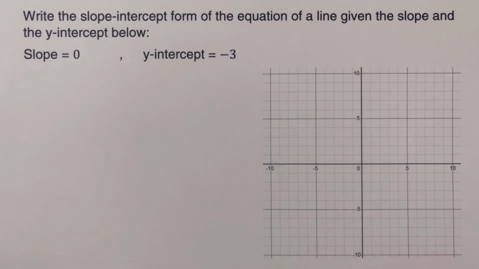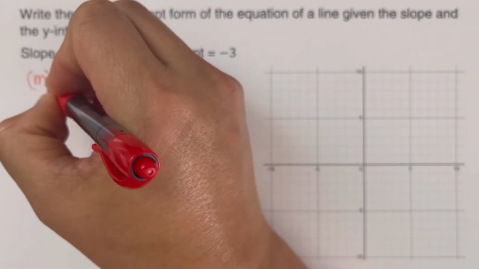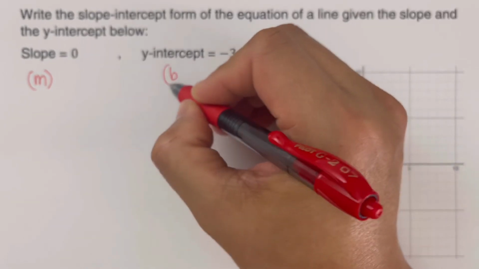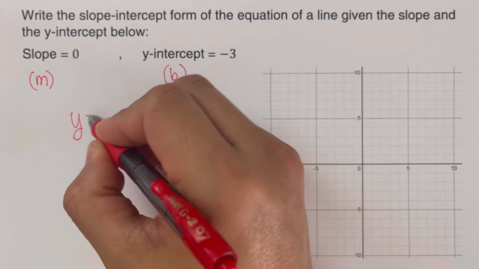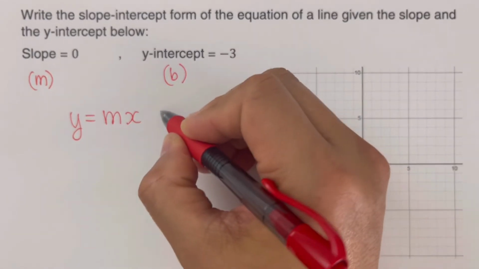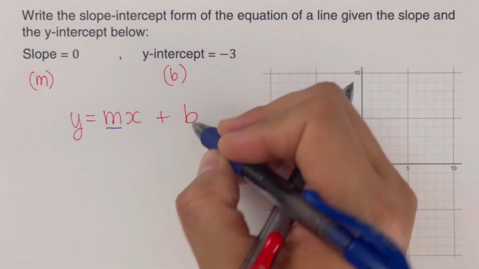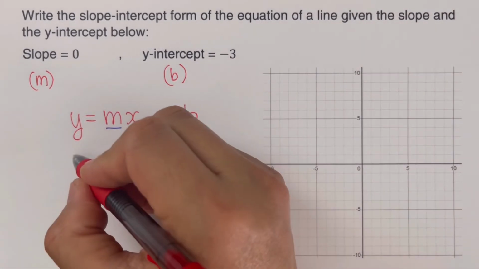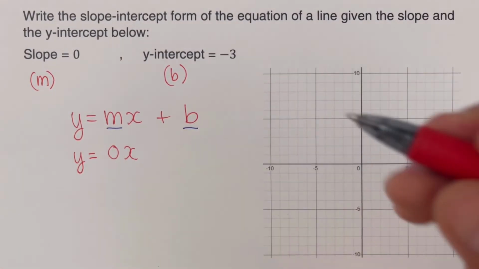Okay, so we go over the problem here. Our slope here again is represented as letter M, and our y-intercept is represented as letter B, so that we go ahead and plug this into the equation of slope-intercept form. Y equals mx plus b. We need to put in the values for m and b only, so that we go ahead and write y equals, our slope is 0, x plus negative 3.